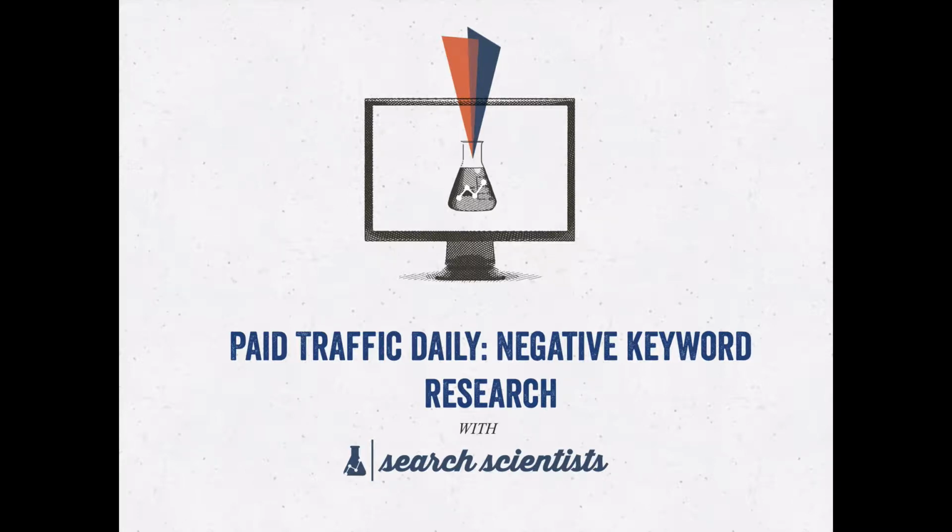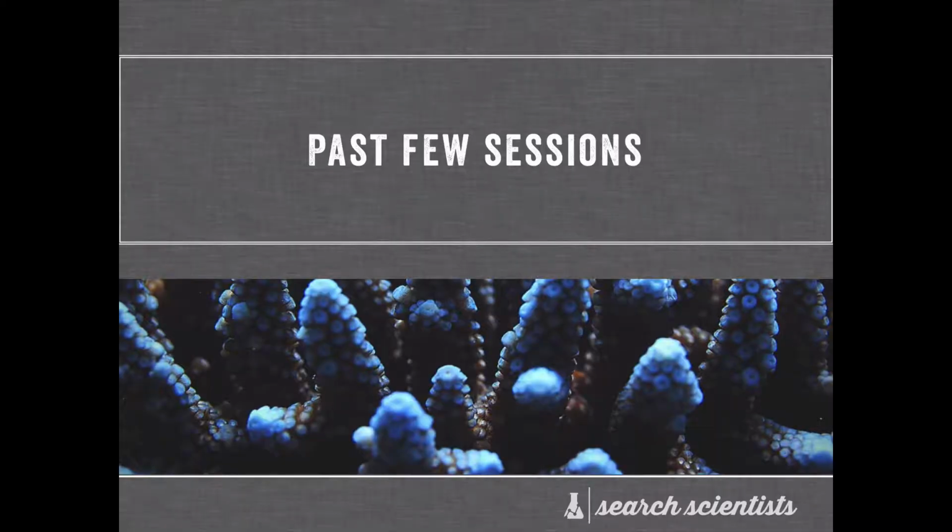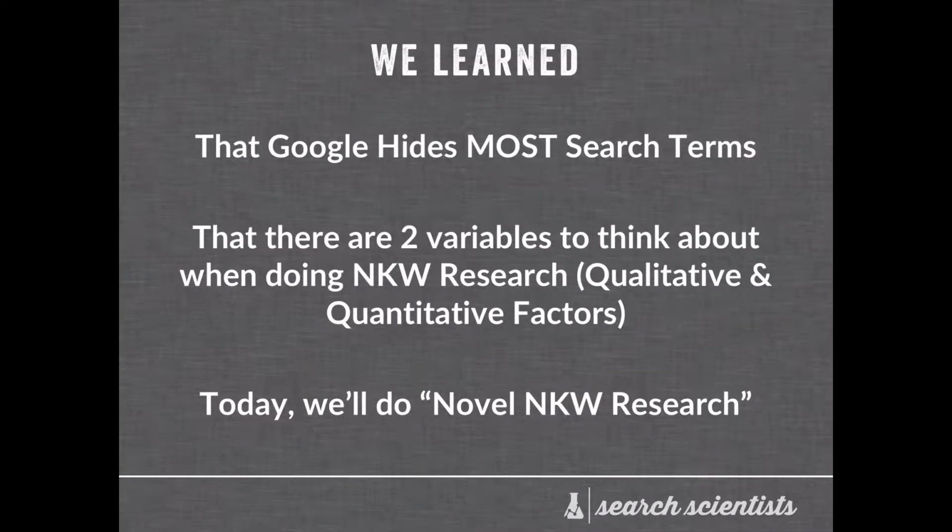It is Mike here from Search Scientist, and I'm excited today to talk to you about negative keyword research. Now, in the past few sessions of the Paid Traffic Daily, we covered a few things. The first is that Google hides most of your search term data. If you do not know what I'm talking about, please go back and watch the Paid Traffic Daily from 2 days ago. Essentially, you will only see about 20% of the search terms, which means in order to really clear out irrelevant and unprofitable search terms, you need to do this kind of negative keyword research that we're going to do today.